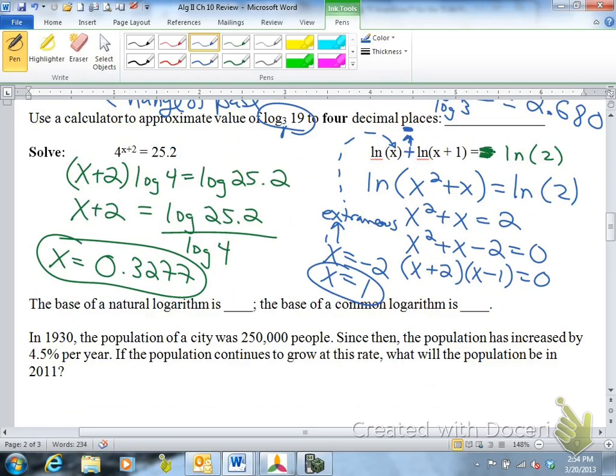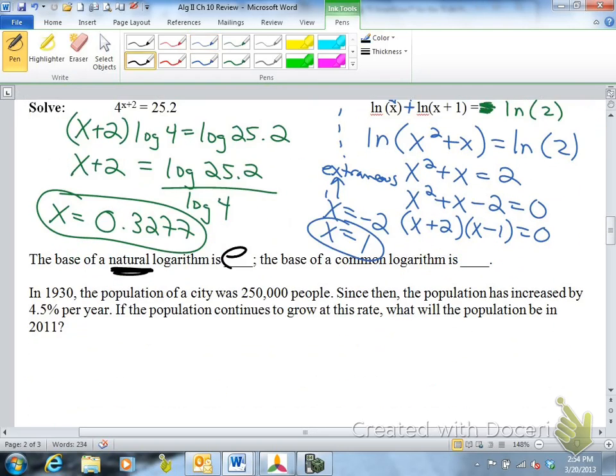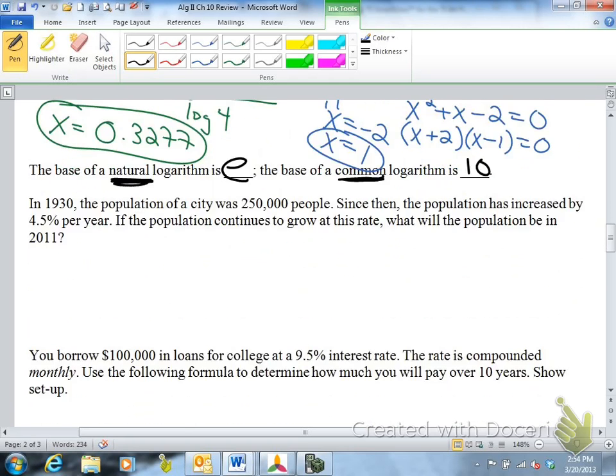For the next one, a natural logarithm. Natural logarithm has a base of e, and a common logarithm has a base of 10. So you should know the difference. Common logarithm, it's very common to count base 10. We have 10 fingers. It's very common to have 10s, 10 toes. Natural logarithm is e.